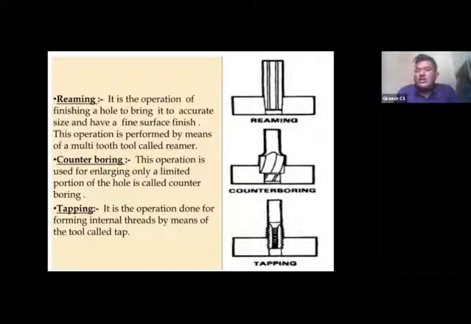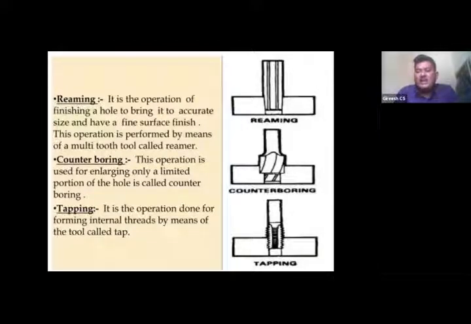Counter boring is used where, suppose, a bolt head has to be mounted on some part so that it should not protrude above the surface. You want it to match with the surface only. In that case, counter boring will be provided so that the bolt head will be fixed on the counter bored surface.